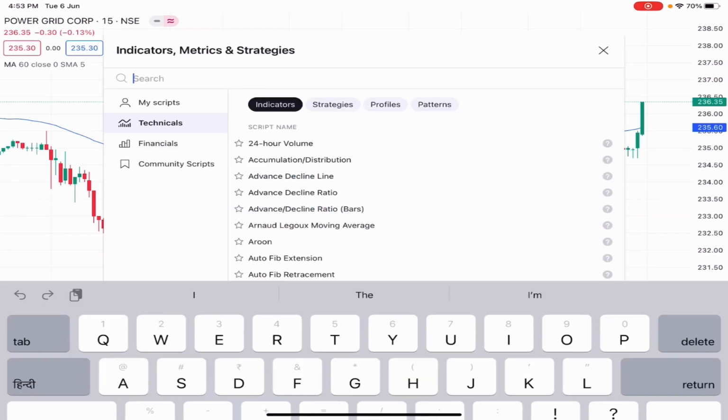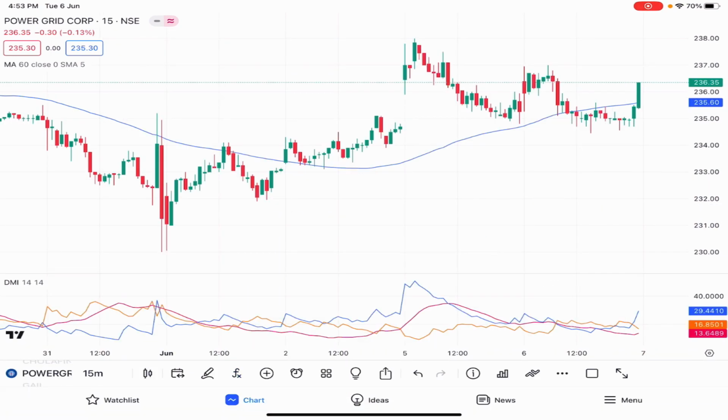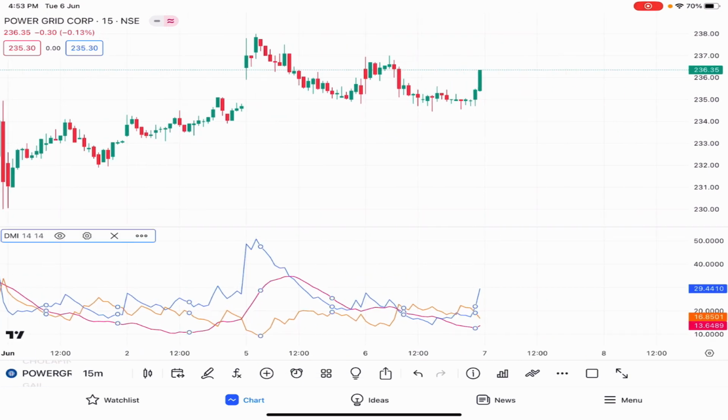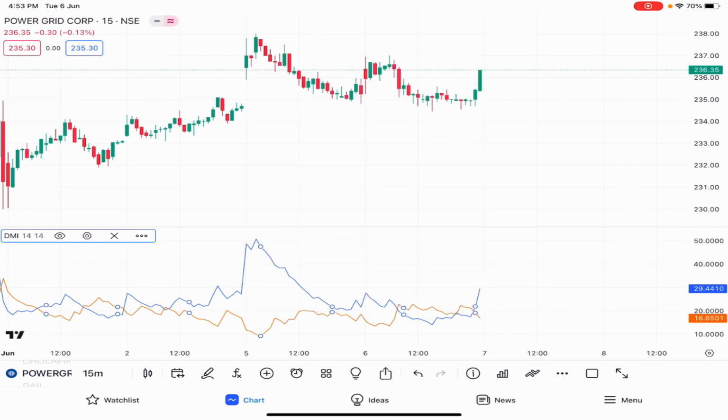Okay, directional movement index. Let me remove my moving average. So this is my DMI. Can you see my DMI? I'm removing my ADX. Let's just do plus DI and minus DI. Plus DI is my blue line, minus DI is my orange line. Now we know what plus DI and minus DI is, right?